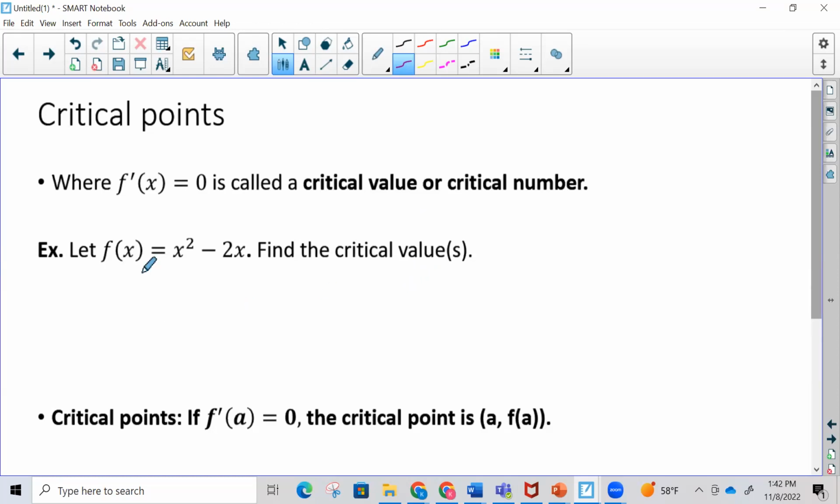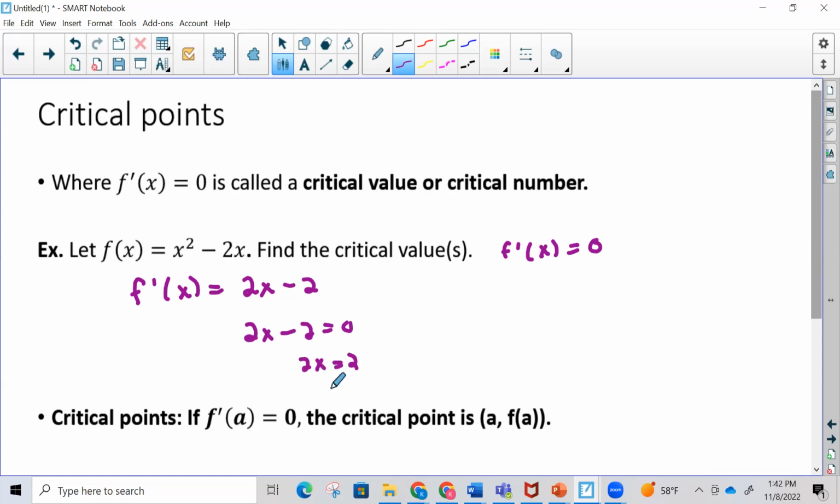To find that, if we're given a function such as x squared minus 2x, and we want to find the critical values, we take the derivative. So that's 2x minus 2. Then we set that derivative equal to 0, because critical values are where the first derivative equals 0, and we solve it. So we get x equals 1. This is where the critical value is, at x equals 1, so this is a possible max or min.